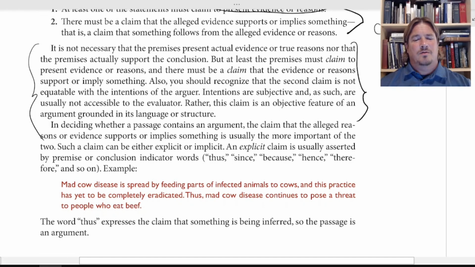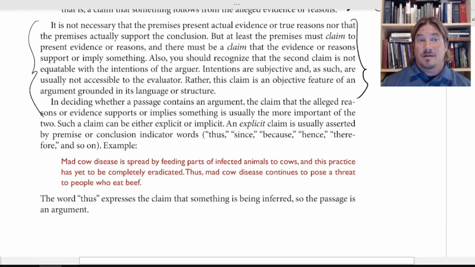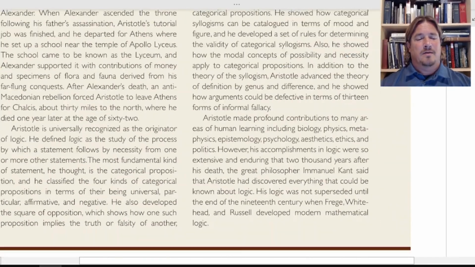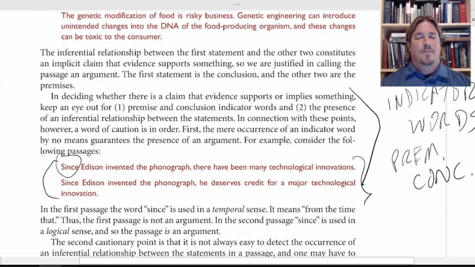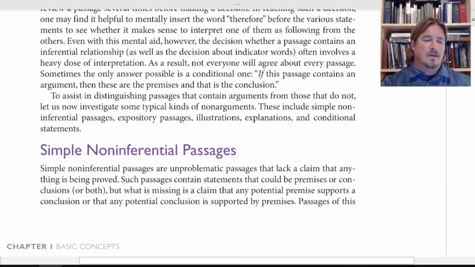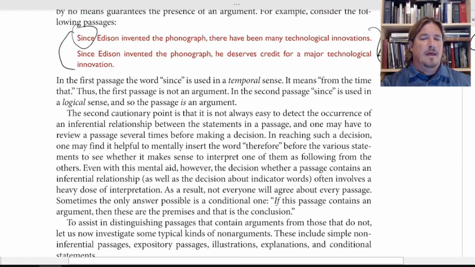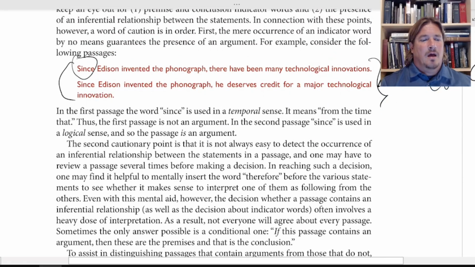Again, one of the ways to determine if a passage is an argument is to look for indicator words, like thus, which is a conclusion indicator word, or since, or because, which are premise indicator words. But please note, and this is something I like to ask you about on the quiz, that indicator words don't guarantee that you've got an argument, because some of the indicator words in some contexts might indicate a premise, but in other contexts they might not. So here's an example that Hurley gives, on page 16. This is a passage with two statements about Edison.